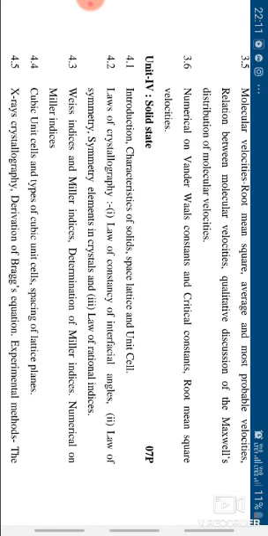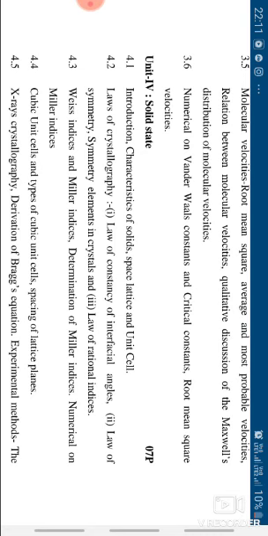These are space lattice, unit lattice, and laws of crystallography, which includes law of constancy of interfacial angles, law of symmetry, various symmetries involved in the crystal system, and law of Weiss indices. All these can be seen in this solid state chemistry.